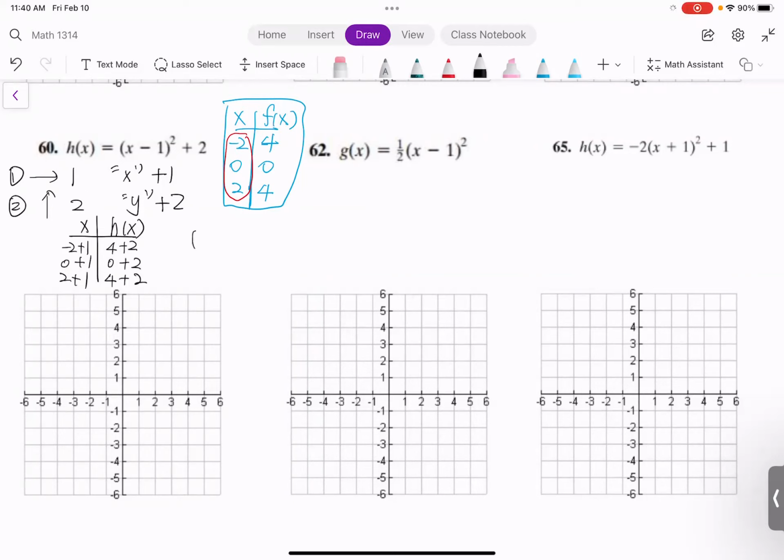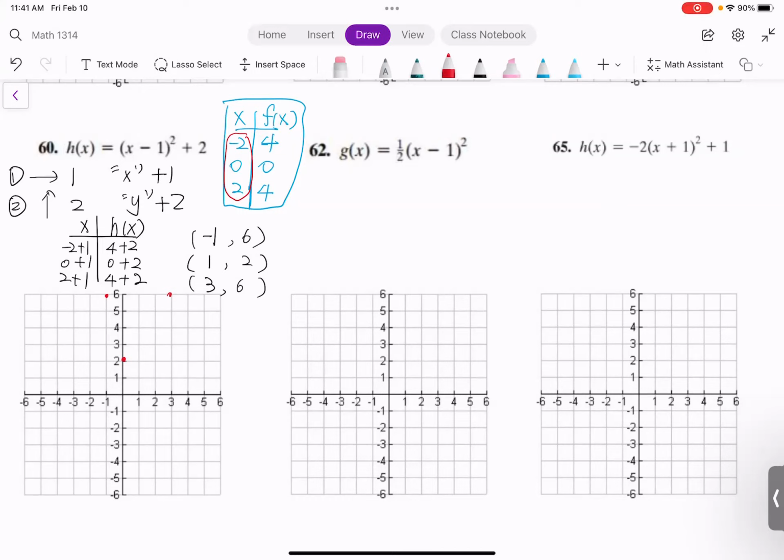They are, so -2 plus 1, -1, 6. Second key point, 0 plus 1, 1, 0 plus 2, 2, 2 plus 1, 3, 4 plus 2 is 6. We got 3 key points. Let's plot them. Let's use red color. -1, 6. First key point, 1, 2, 3, 6. It doesn't seem very accurate. Let's see if we have the computation mistakes.